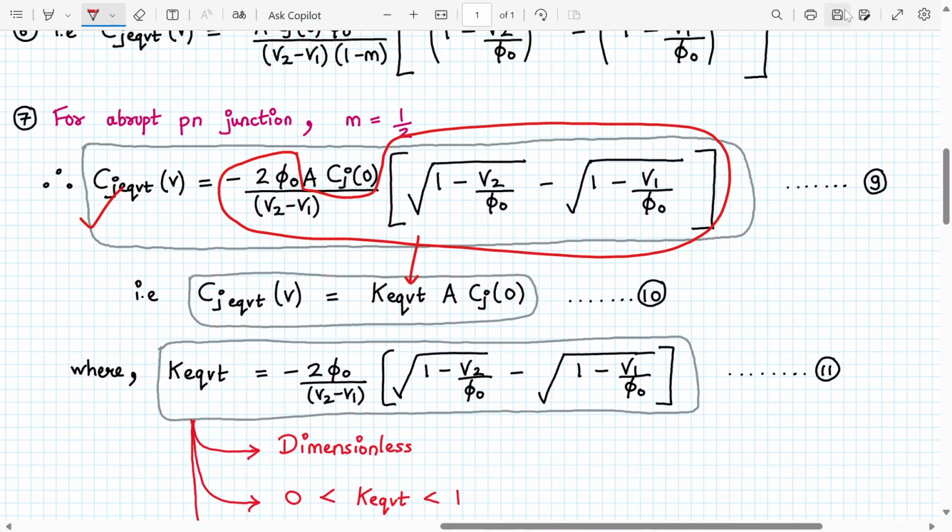So write equation number 9, 10 and 11 please. I'll give you some time. Please write down equation number 9, 10 and 11. Written? Okay, keep on writing equation number 9, 10 and 11, because what we are going to discuss in the next 5 minutes is as important as discussing the derivation.